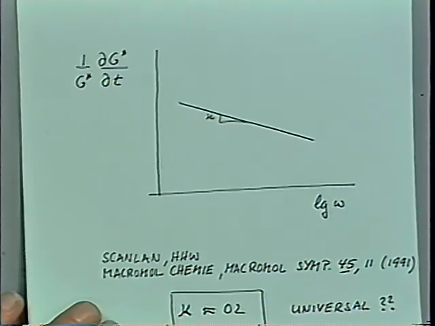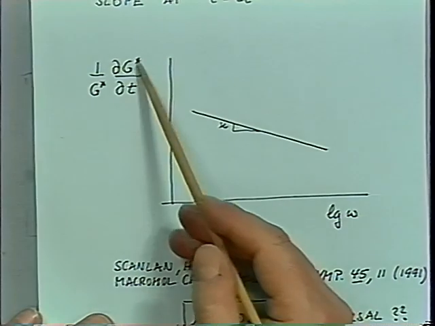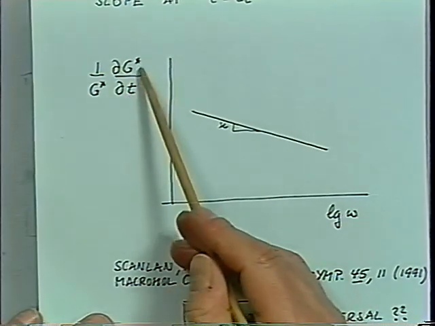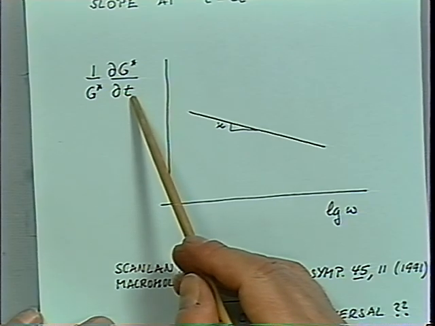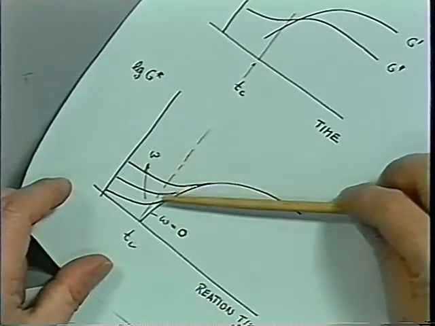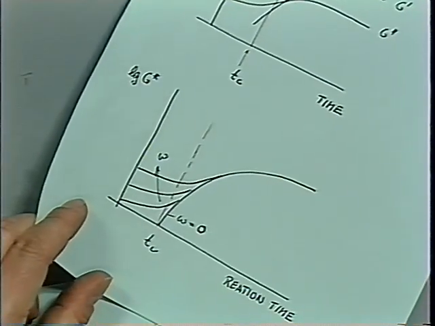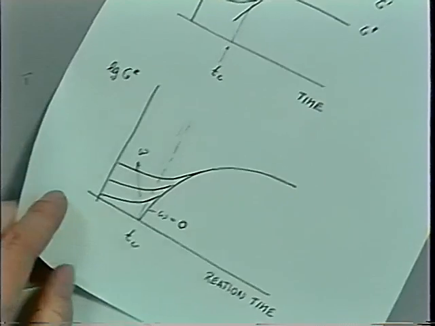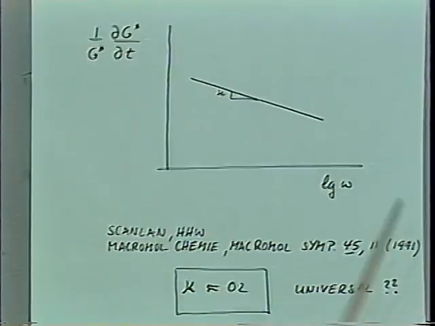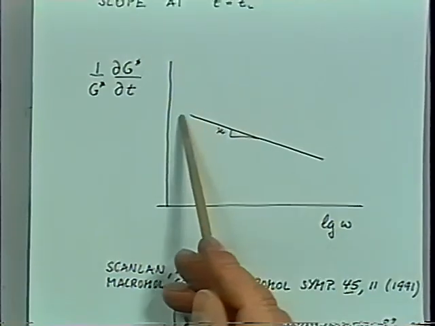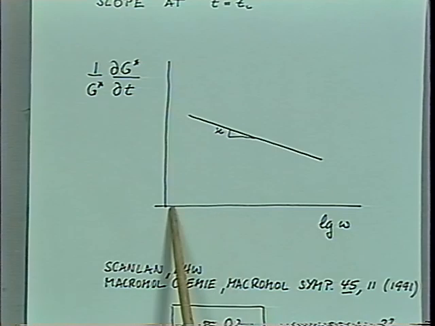the transition. And if you plot now the slope here, this is the slope of G star at the gel point, evaluated here at the gel point. I'm putting on the tangent here onto this curve and measuring the slope, and this tangent goes to infinity as omega goes to 0.